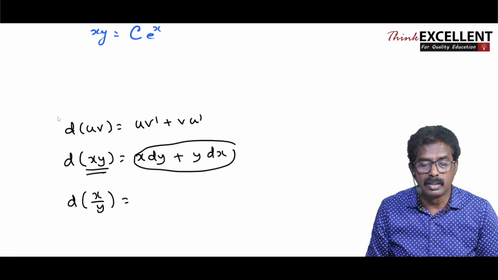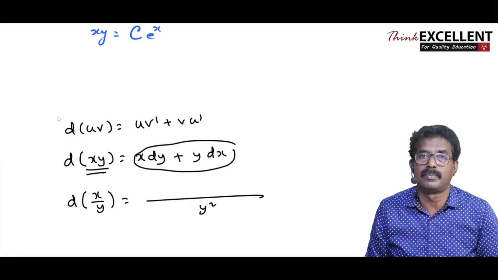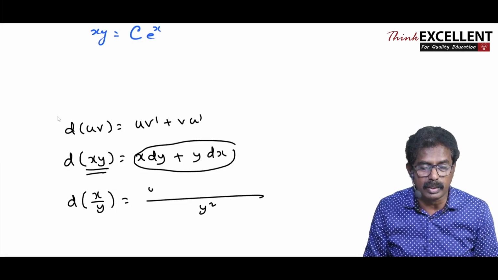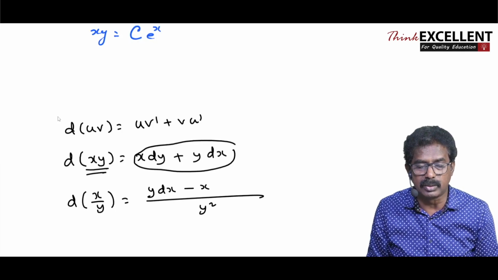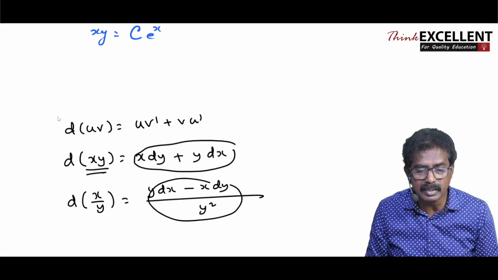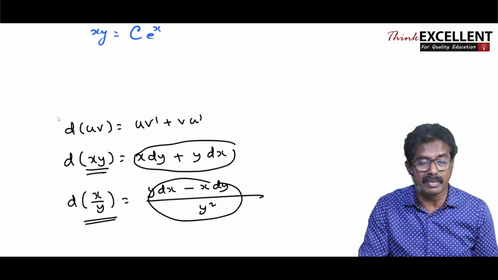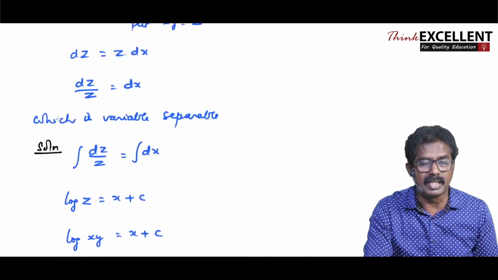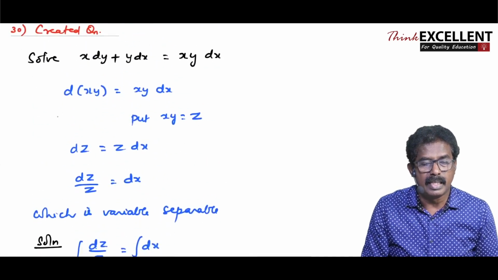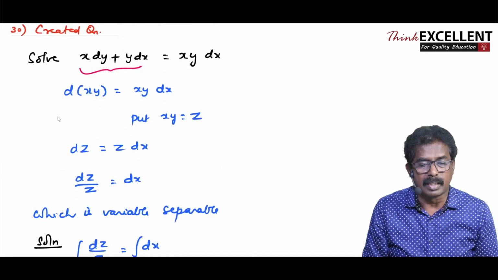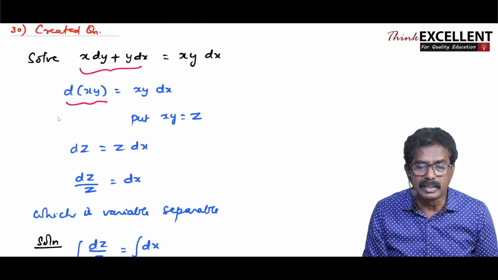How about d of x by y? What will you get? In the denominator you write y square, and start with the denominator: y into dx minus x into dy. So if you see something like this, you replace it by d of x by y. Here the left side is x dy plus y dx, so that can be written as d of xy, equal to the right side, xy dx.